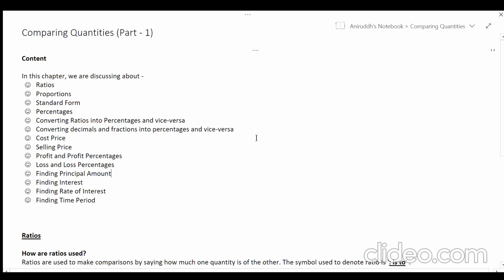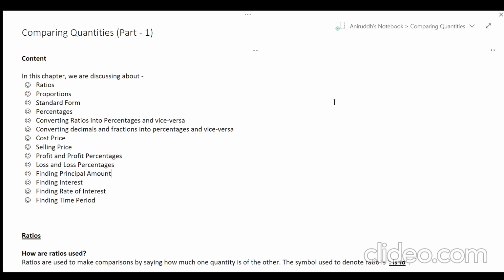In this chapter, we'll be discussing ratios, proportions, standard form, percentages, converting ratios into percentages and vice versa, converting decimals and fractions into percentages and vice versa, cost price, selling price, profit and profit percentages, loss and loss percentages, finding principal amount, finding interest, finding rate of interest, and finding time period. So let's get started with our chapter.